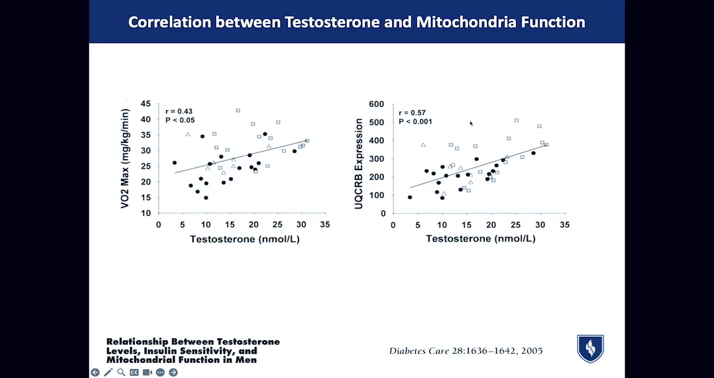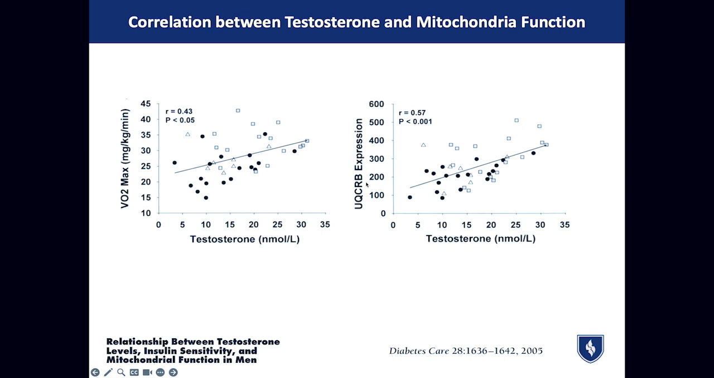Now, lots of different studies have shown clear relationships between different types of hormones and mitochondrial function. This is a study looking at surrogate markers for mitochondrial function like VO2 max and testosterone. You can see the higher the testosterone levels, the higher the mitochondrial VO2 max. Here you can see another surrogate mitochondrial marker, UQ-CRB. As testosterone levels go up, you see greater mitochondrial function here as well.